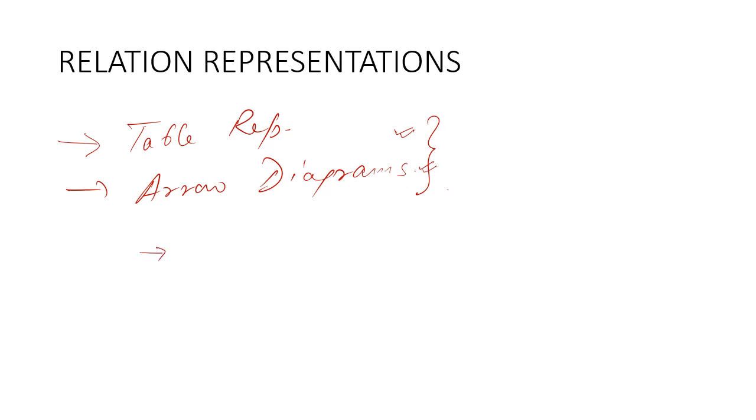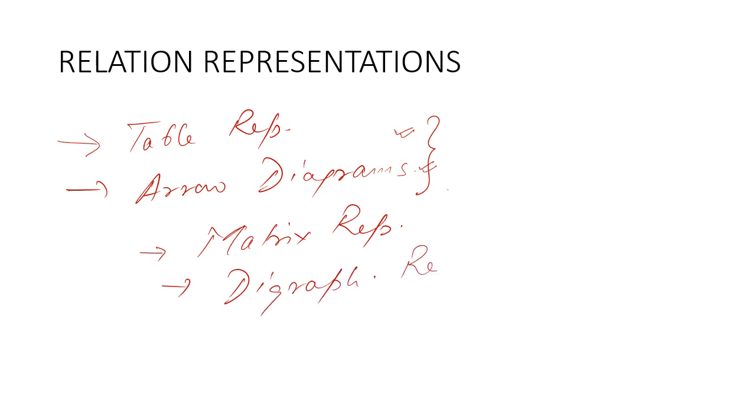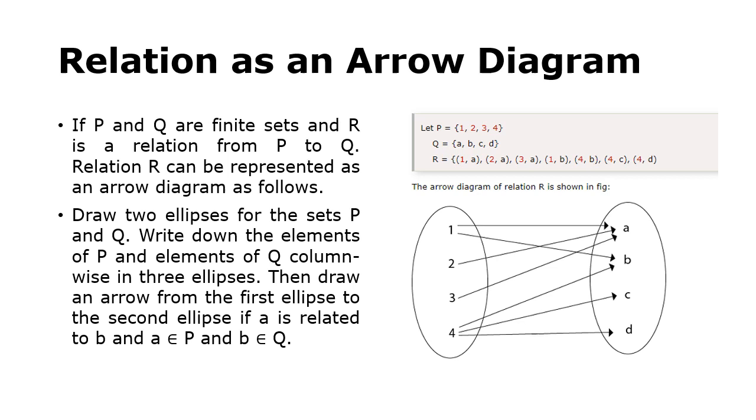The third important method is the matrix representation, which is quite important. And finally, we have the digraph representation. Now, what is a digraph representation? Digraph representation is a directed graph, right? When I come to the graph representation, you'll get to know what it is. I'll make it clear. Now, first of all, let's talk about relation as an arrow diagram.